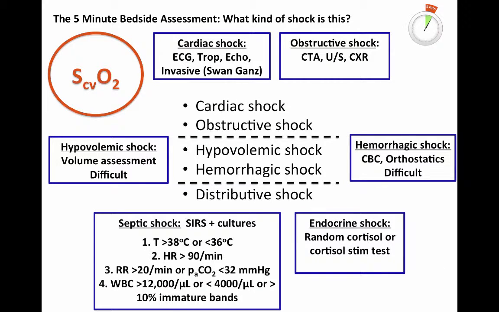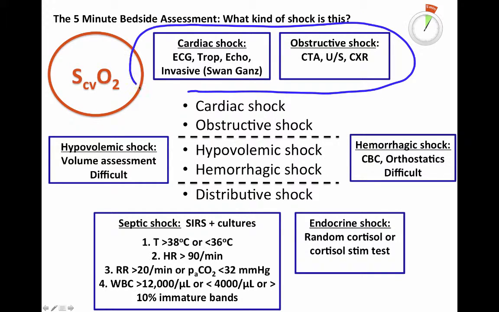Once you have established someone has shock, you next need to determine what type of shock it is in order to direct the treatment. For a brief overview, shock can be categorized in a number of different ways. First, as pump failure, meaning the heart is not able to pump effectively, which is how we are classifying cardiac shock and obstructive shock. This is diagnosed with help of ECGs, troponins, echoes, imaging studies, and invasive procedures such as placement of a Swan-Ganz catheter.